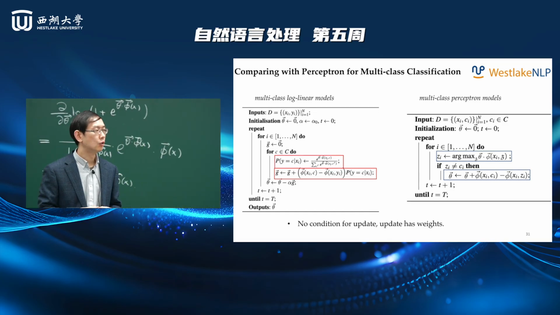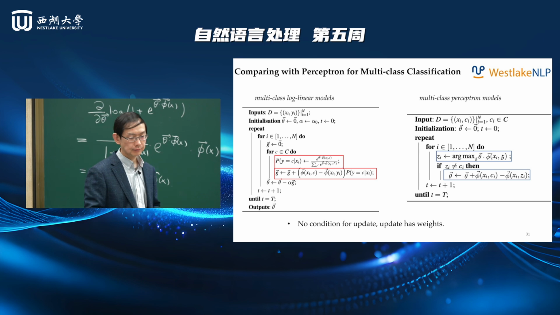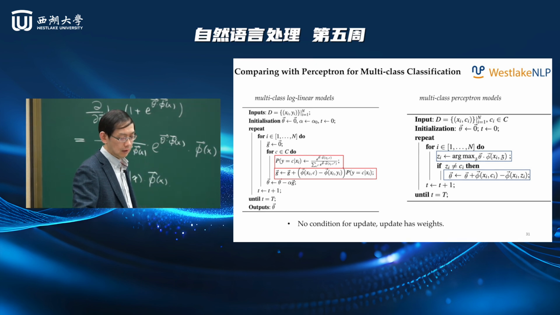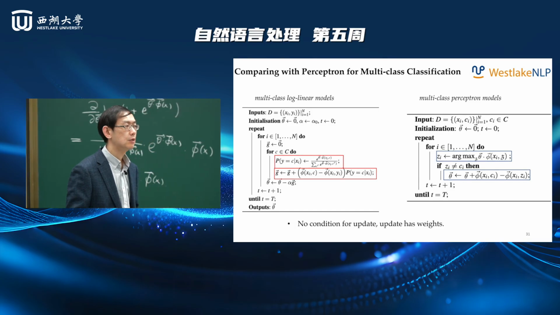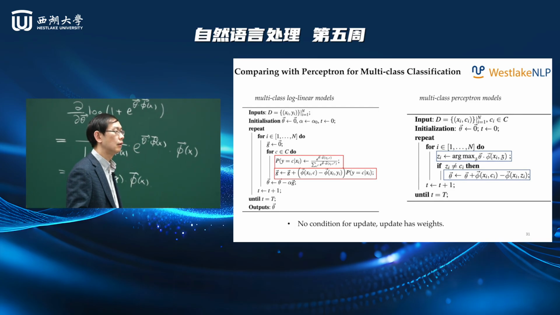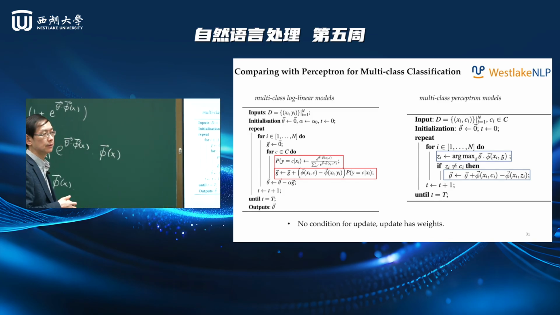And that leads to the result of a probability score. Okay, so I guess that gives you another view, okay, of the training of log linear models.